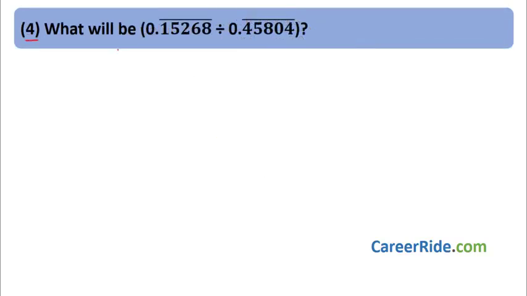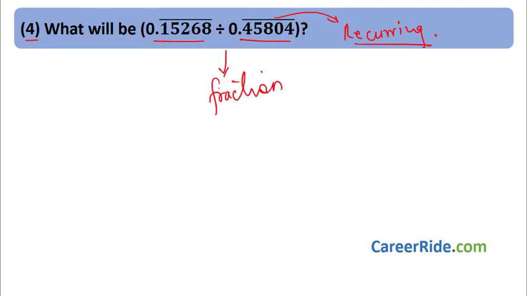Question number 4. What will be 0.15268 divided by 0.45804? Now this is not normal numbers. These have these bars. That means these are recurring numbers. Okay, and when we want to divide, it is much better if we have them in the format of a fraction. So let's convert them into the format of a fraction. What will be the fraction of this? There would be a numerator, there would be a denominator.